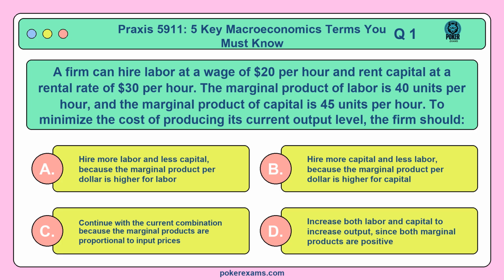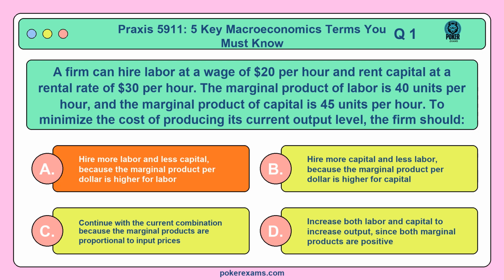Question 1. A firm can hire labor at a wage of $20 per hour and rent capital at a rental rate of $30 per hour. The marginal product of labor is 40 units per hour, and the marginal product of capital is 45 units per hour. To minimize the cost of producing its current output level, the firm should, is it?